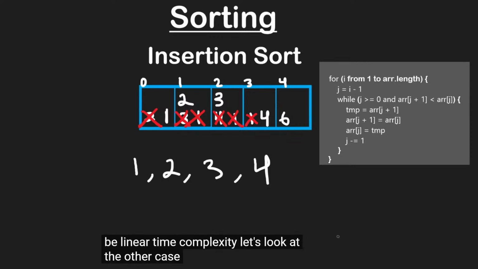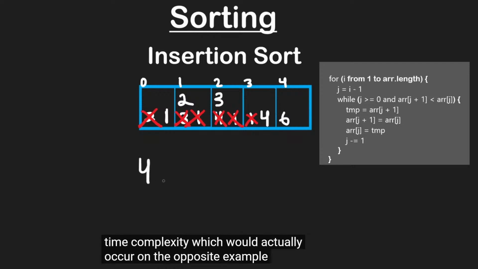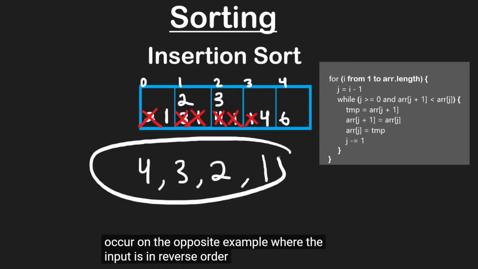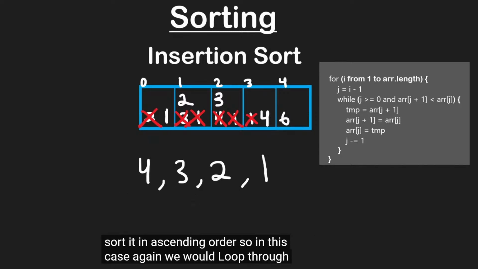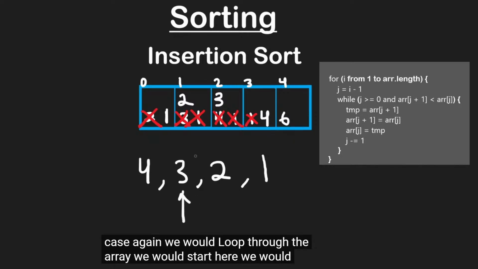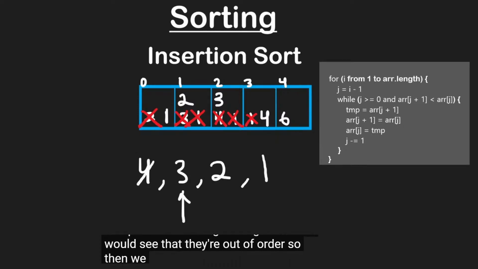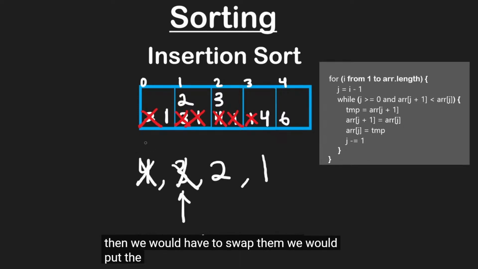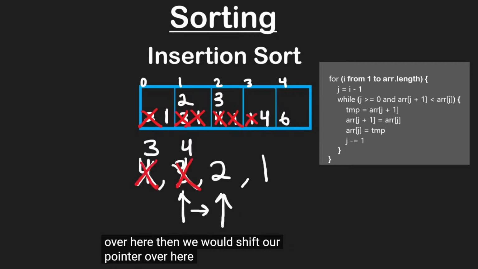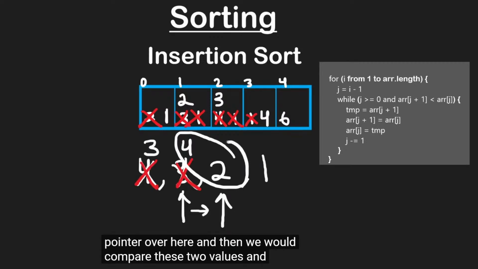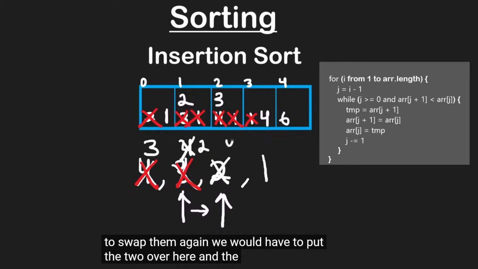Let's look at the other case, the worst case time complexity, which would occur on the opposite example, where the input is in reverse order and we want to sort it in ascending order. Again, we would loop through the array. We would compare the two neighboring values, see that they're out of order, and swap them. We would put the 3 over here and the 4 over here. Then we would shift our pointer over, compare these two values, see they're out of order, and swap them again. We would put the 2 over here and the 4 over here.